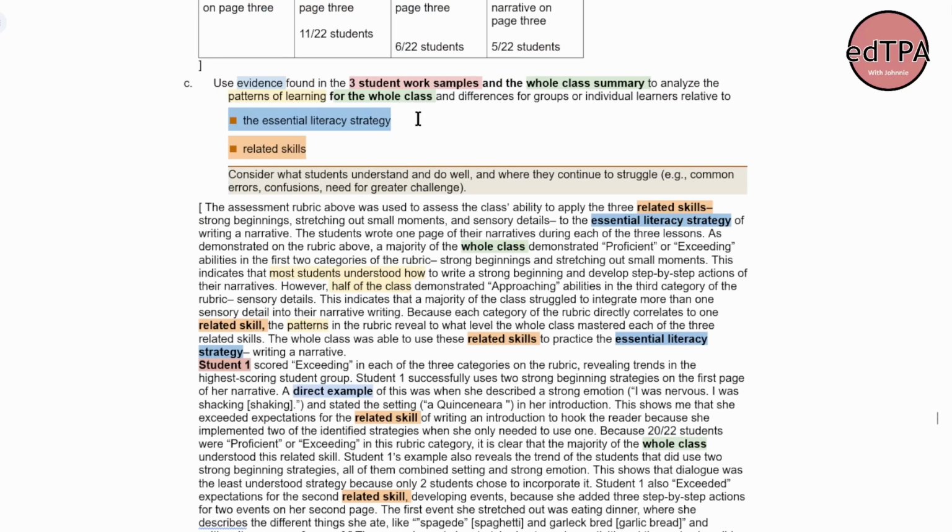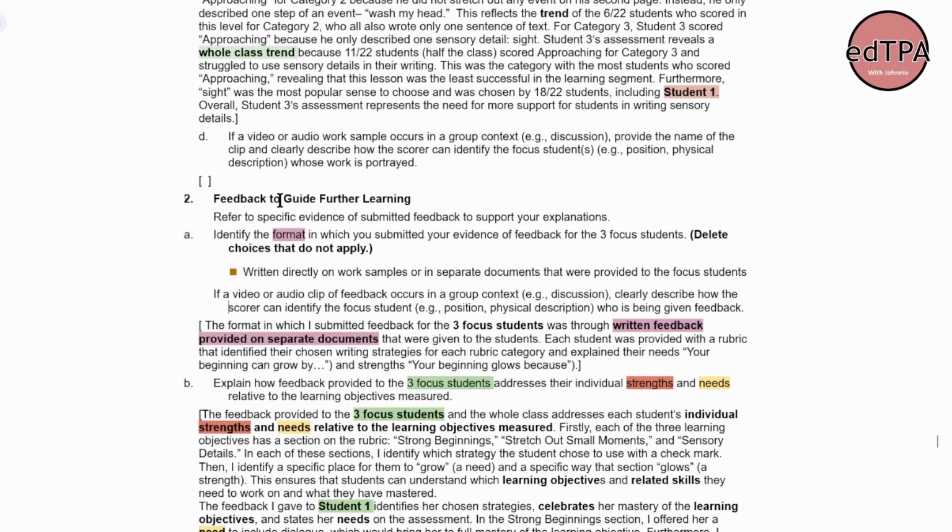Lots of things to work on in C, but here's a good example for you. For 2A, identify the format. And this person wrote down here, the format in which I submitted feedback for the three focus students was through written feedback provided on separate documents. So straight answer to a very straight prompt.